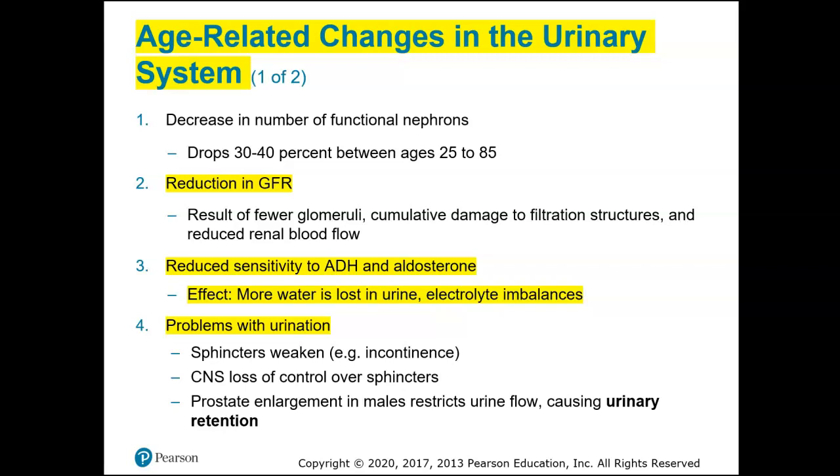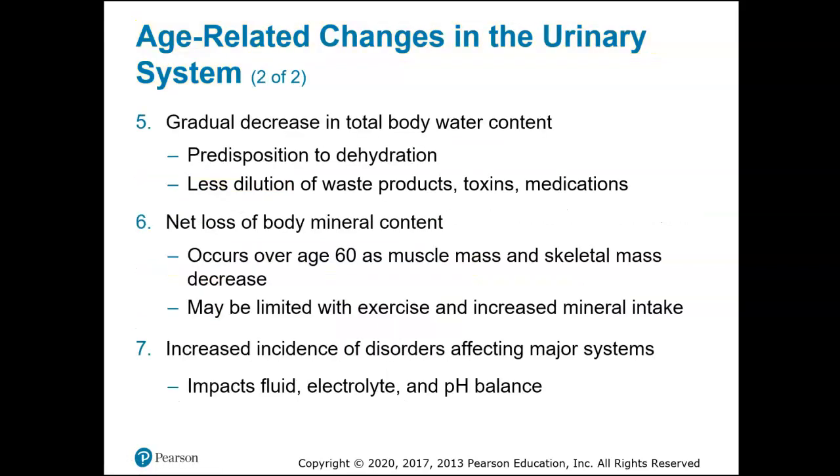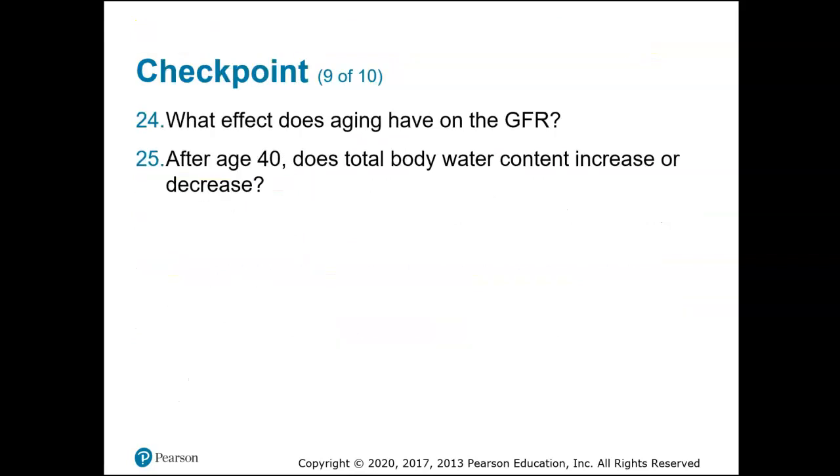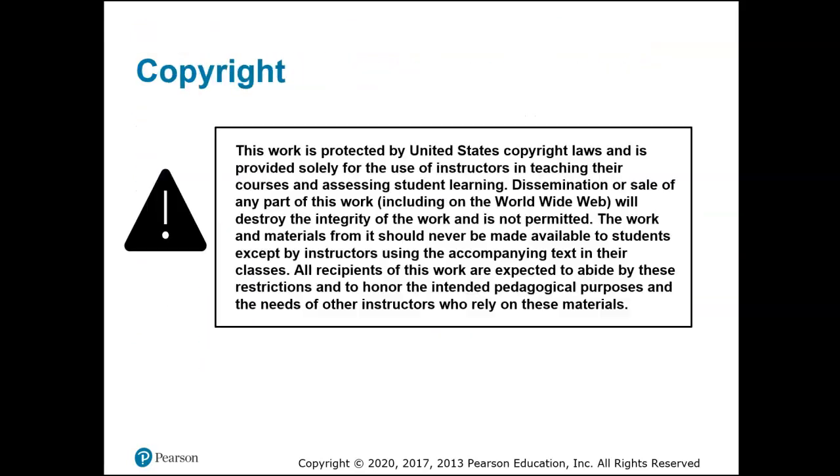Okay, age-related changes in the urinary system, and this should be about it. You are going to have a lower number of functional nephrons. Nephron function is going to decrease, and you'll lose function in some of them. You'll have a reduction in filtration rate, reduced sensitivity to ADH and aldosterone, so you lose more water in your urine, and therefore you lose more electrolytes. And problems with urination in general. And that is it for chapter 18.